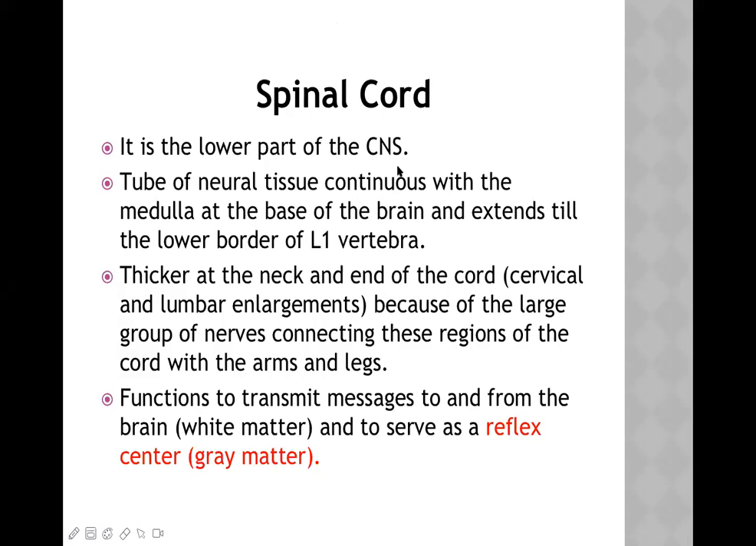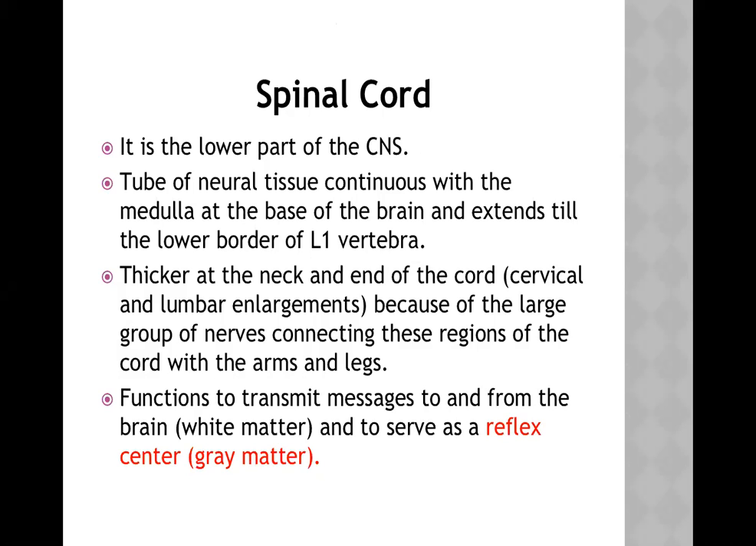Spinal cord is the lower part of the central nervous system. Our central nervous system has got two parts, brain and spinal cord. So it is a lower part of CNS. It's a tube of neural tissue which is continuous with the medulla oblongata at the base of the brain, and it extends till the lower border of L1 vertebra in case of adult.